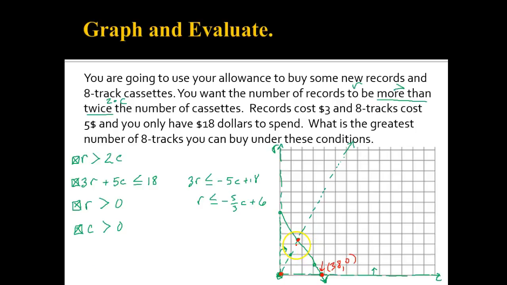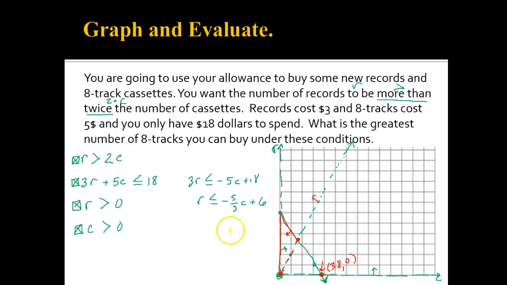I'm sorry. Ooh, I just about did this wrong. Remember that dotted line that we drew here, R is greater than 2C. We need to shade above that line. And then this last one we did, R is less than, so we're going to shade below that line. So our region is right here. Wow, I almost messed that up. It's right in here. Okay, the shaded region is in there.